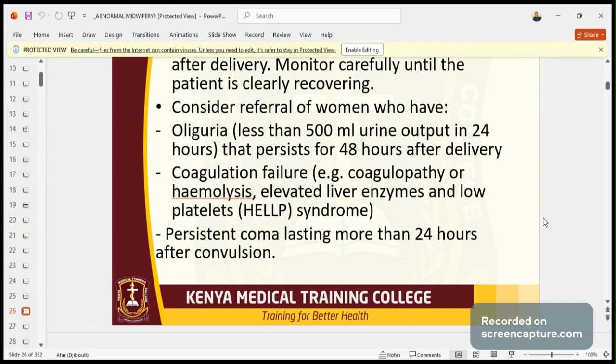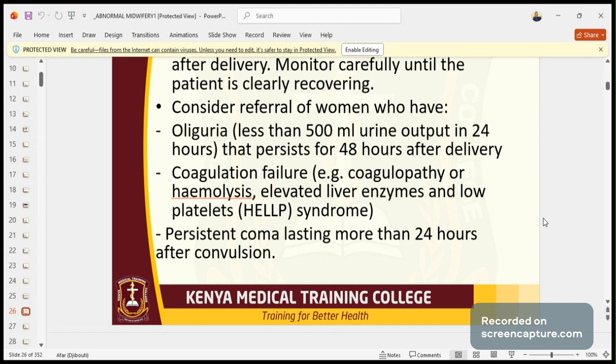Consider referral of women who have oliguria, less than 100 ml urine output in 24 hours that persists for 48 hours, coagulation failure, coagulopathy, or hemolysis, elevated liver enzymes, and low platelets, what we call the HELLP syndrome. Okay, so HELLP syndrome: we have hemolysis, elevated liver enzymes, and low platelets. So H is for hemolysis, EL is elevated liver enzymes, and LP is low platelets.